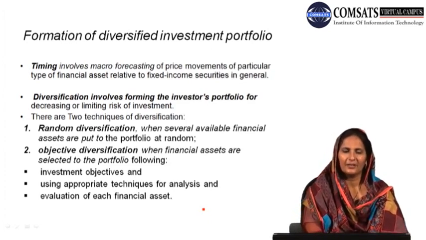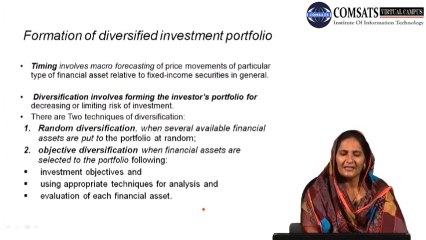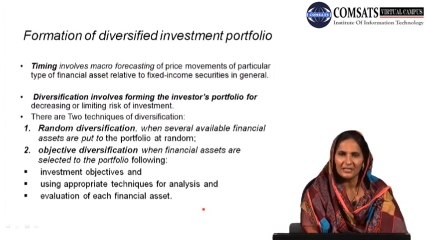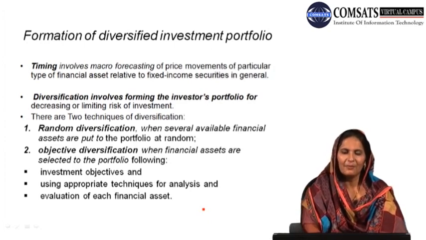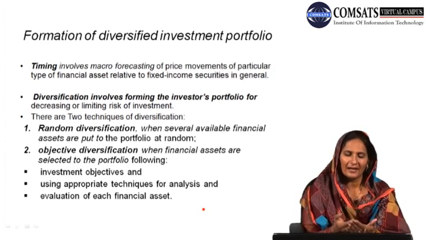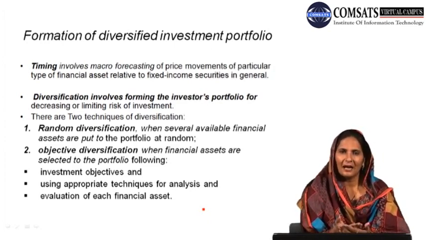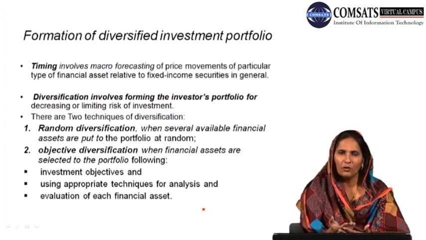Second, objective diversification. When financial assets are selected into the portfolio holdings for the following investment objectives. First of all, we have to take into account the objectives of the investment. Why are we investing? What is our objective of the investment? Using the appropriate technique for analysis and evaluation of each financial asset. This basically tells us that on one hand, at random, we can select our items of investment portfolio holdings, that is known as random diversification.